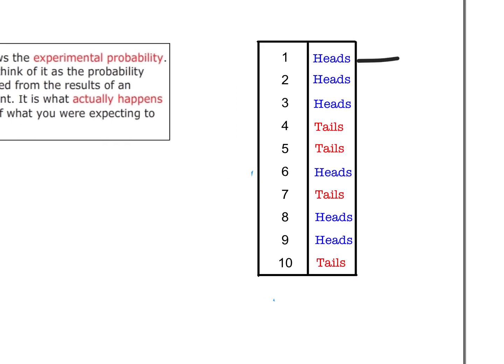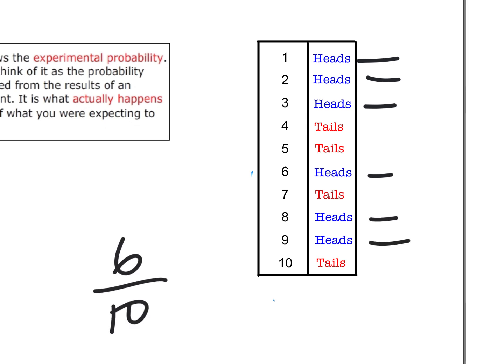So, did heads come up as much as it's supposed to? 1, 2, 3, 4, 5, 6 out of 10. Actually, it's supposed to come up 5 out of 10. But this happens. It's pretty close. All right, so then the experimental probability of heads was 6 out of 10. The theoretical is 5 out of 10. All right, I think you get the idea there.